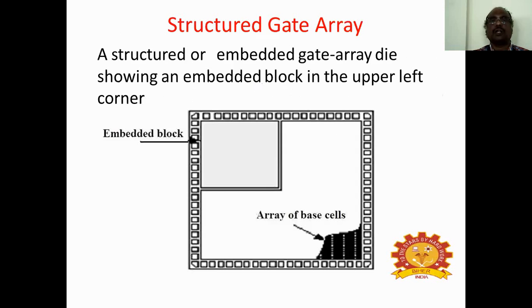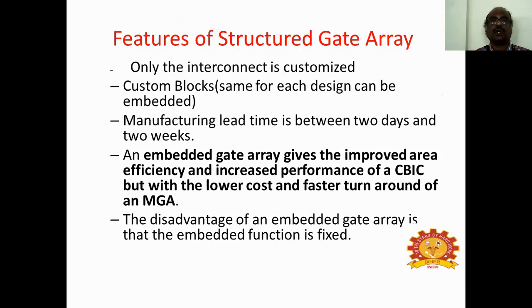Next is the structured gate array, which has an embedded block in the upper left corner. The feature is a customized block. Here also only the interconnect is customized. The custom blocks, the same for each design, can be embedded. So the blocks can be predefined and included in the gate array based semi-custom integrated circuits. Therefore, the manufacturing lead time is between 2 days and 2 weeks only, whereas for the full custom ICs it is from 8 days to 8 weeks. This is the difference between the full custom integrated circuits and the semi-custom integrated circuits.